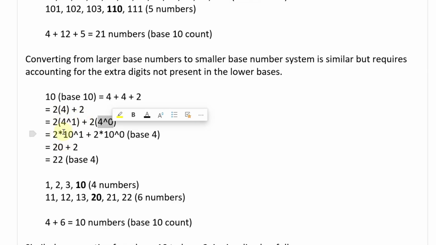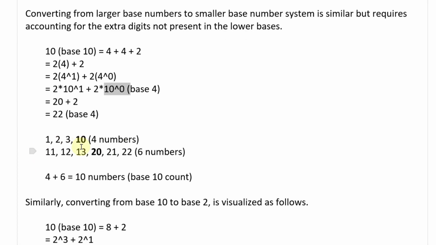So now we'll change this into 10. This is written in this form, but this 4 doesn't exist in base 4. This 4 is equivalent to 10 in base 4. So we go 2 times 10 to the power of 1 plus 2 times 10 to the power of 0 in base 4. In other words, we get now 2 times 10, because 10 to the power of 1 is just 10. So 2 times 10 is 20, plus 2 times this, which is just 1. So 20 plus 2, base 4. So we have 22.